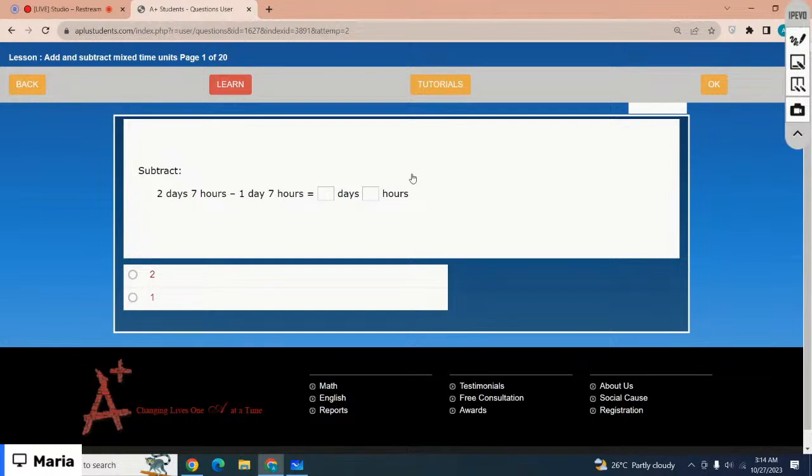The correct option is subtract days from days and hours from hours. So 7 minus 7 is 0 and 2 minus 1 is 1. You have to subtract, not add. 2 minus 1 is 1 and 7 minus 7 is 0. The correct option is 1 day.